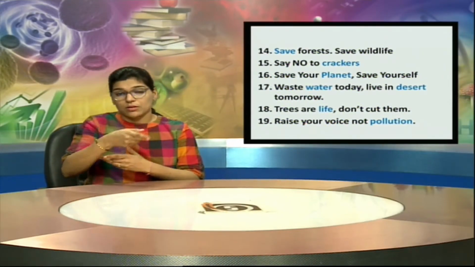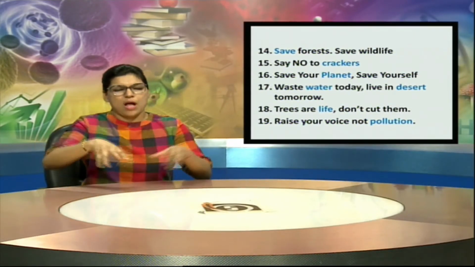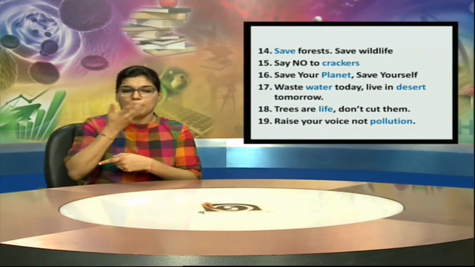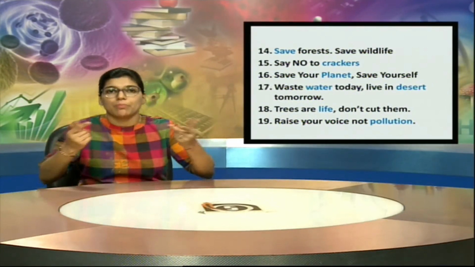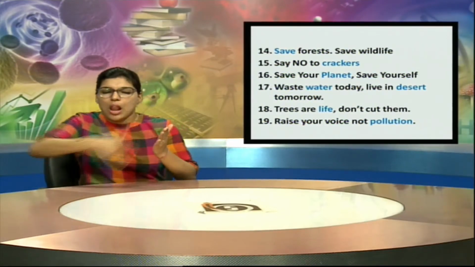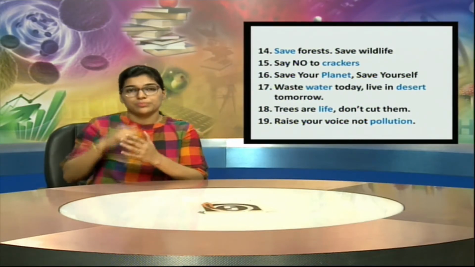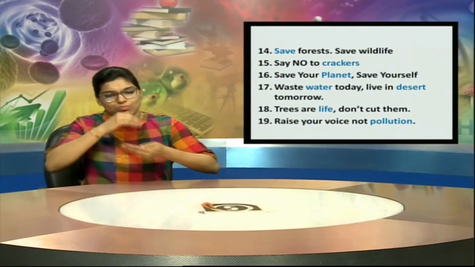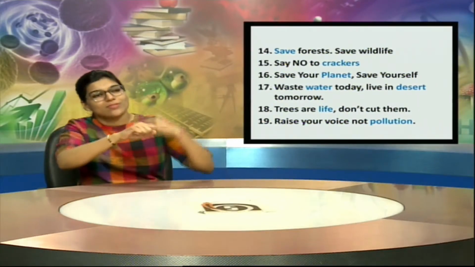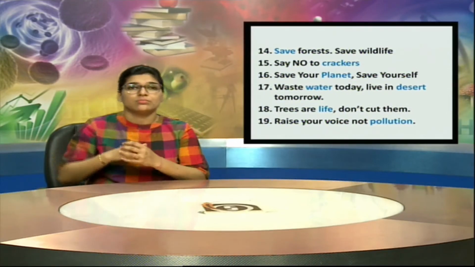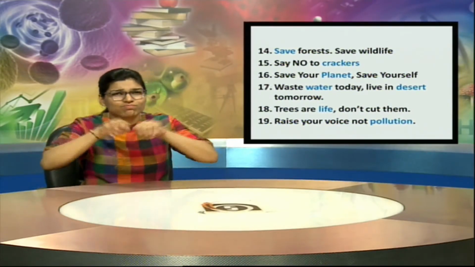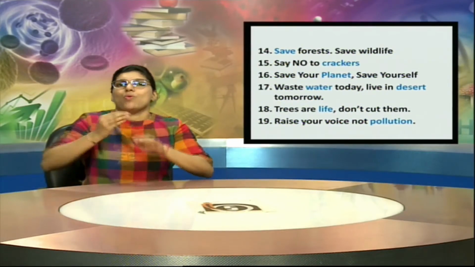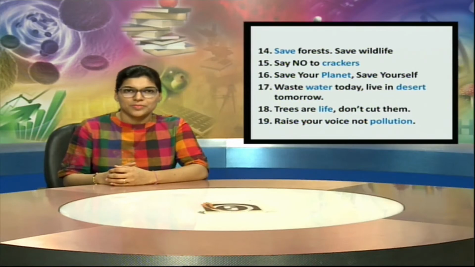Point number 17 says that if we waste water today, then tomorrow, means in the coming time, there may be the situation that we live in desert without water, because water may disappear. So that is why we should save water. The point number 18th says that trees are life, so we should not cut them, because we also have our younger generation, so we should save environment for them. Point number 19 says that we should raise our voice, not the pollution. So we should tell people not to pollute the environment.